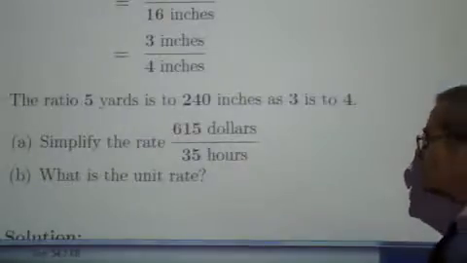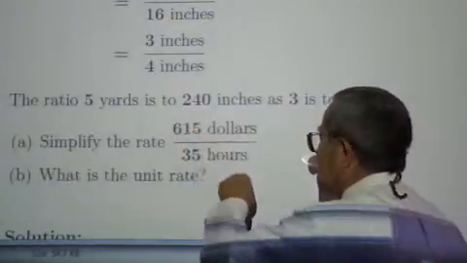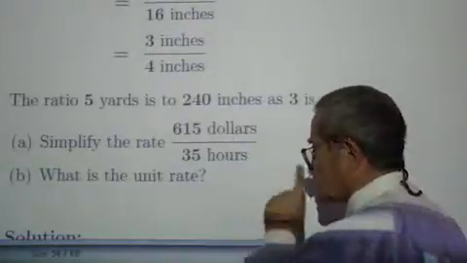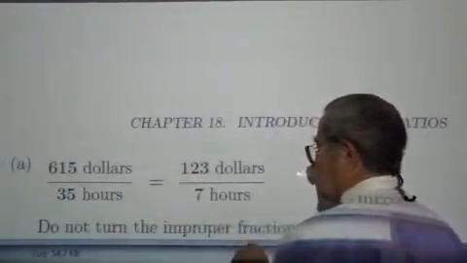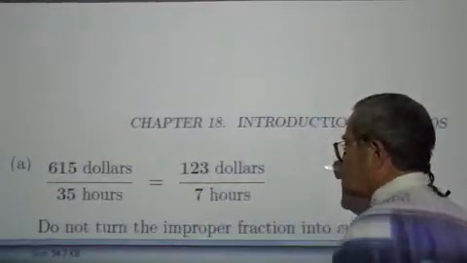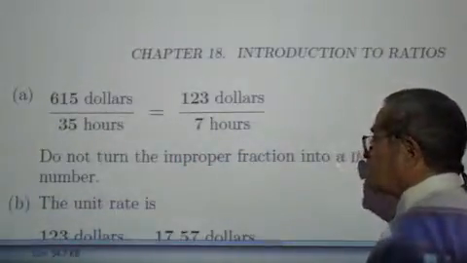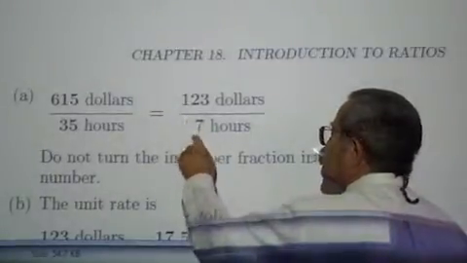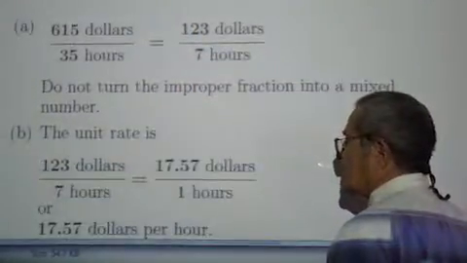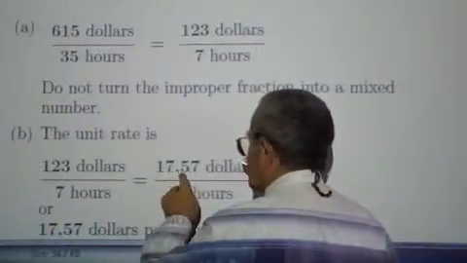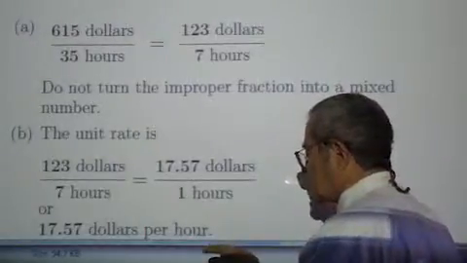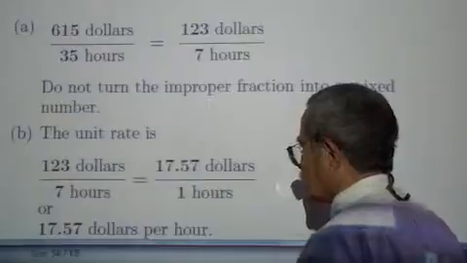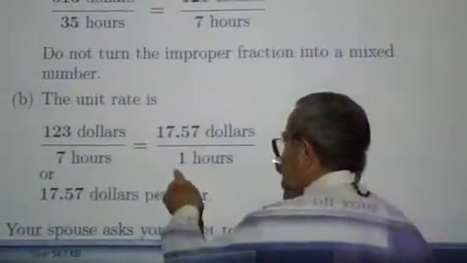Then we wanted to simplify the rate, dollars per hours. Dollars cannot be converted to hours or vice versa. So we reduce by dividing numerator and denominator by 5. That gives us 123 over 7 dollars per hour. The unit rate now: for unit you want the 1 here, so you divide numerator and denominator by 7. And 7 into 123 is apparently 17.57. So you get 17.57 dollars per 1 hour. Unit means 1 in the denominator here.